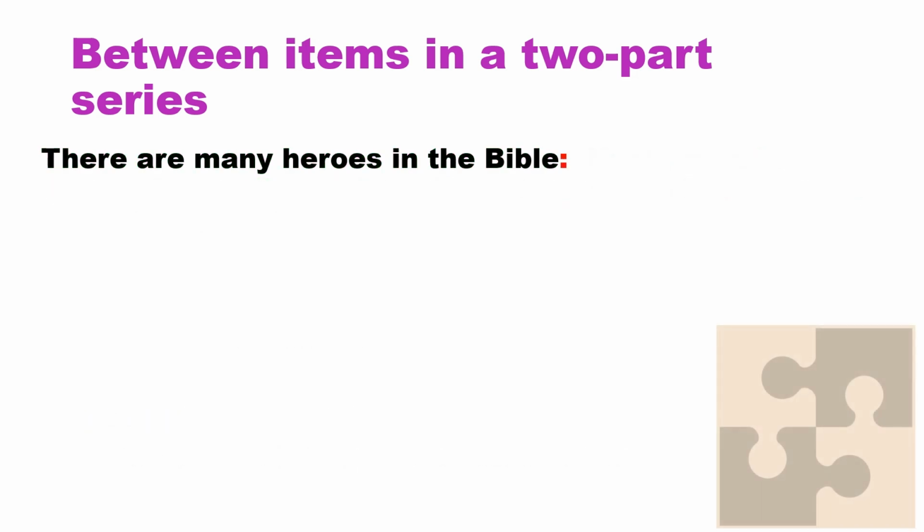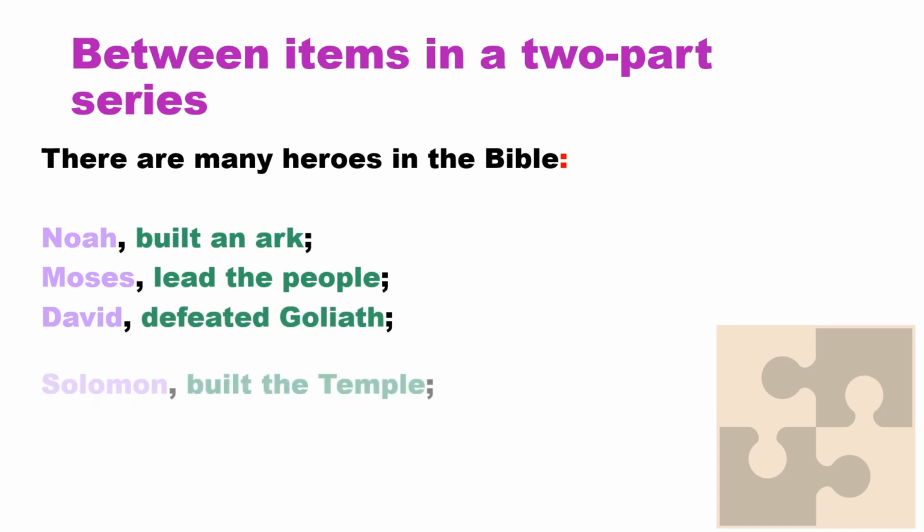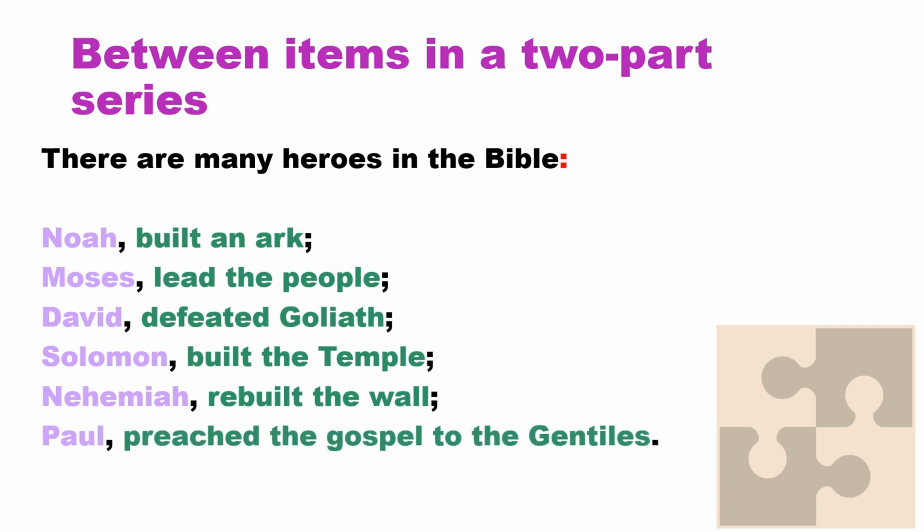Take a look. Noah built an ark. Moses led the people. David defeated Goliath. Solomon built the temple. Nehemiah rebuilt the wall. And Paul preached the gospel to the Gentiles. The semicolon is being used to separate each of the elements in the two-part series. Now, if you notice, within each of the elements, there is a comma. The comma in each of the elements is being used to separate the person and the item with which, or the persons with which, the individual is associated.